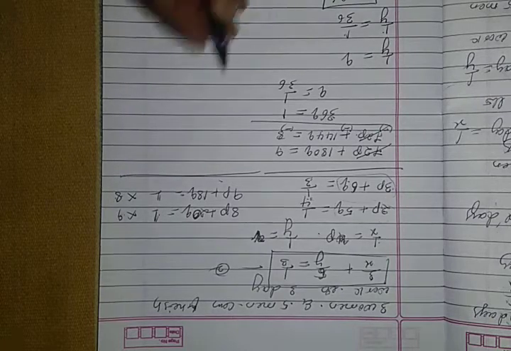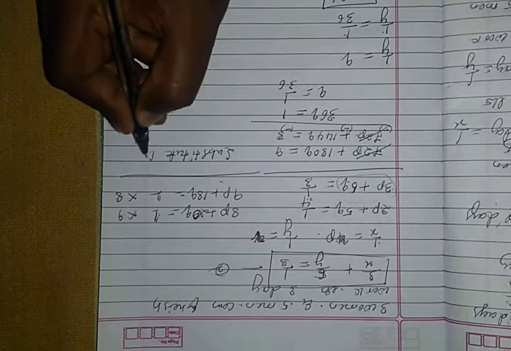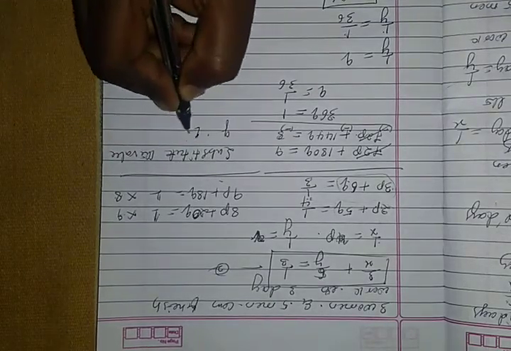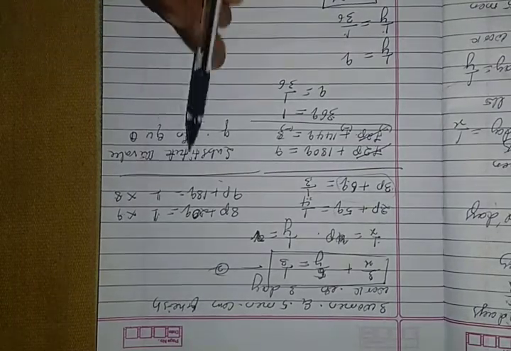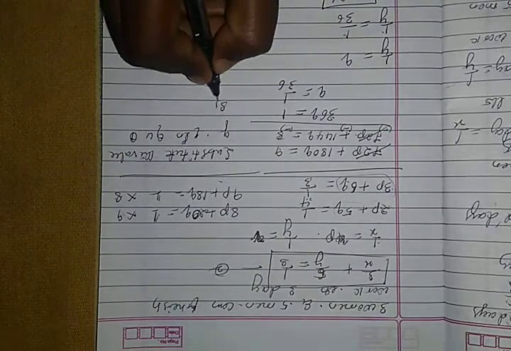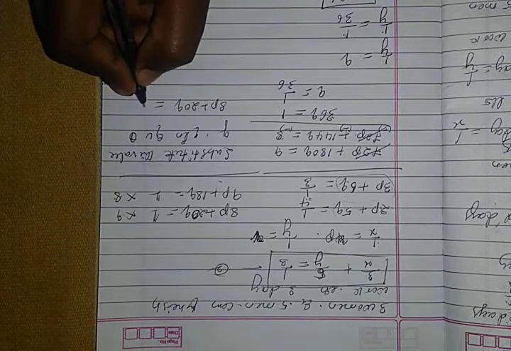Let us see next. Here, substitute the value of q in equation 1. Equation 1 is 8p plus 20q is equal to 1.